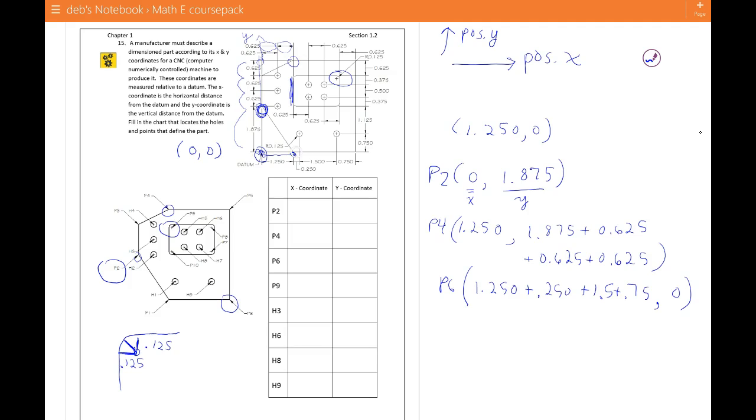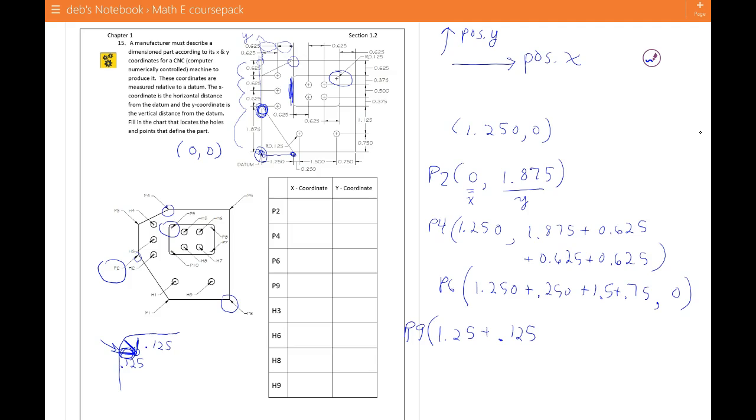So I go to the right 1.25, and that gets me to the edge of this piece, and then I go plus another 0.125 because of the radius, this part right here. So this is P9 that I'm working on.